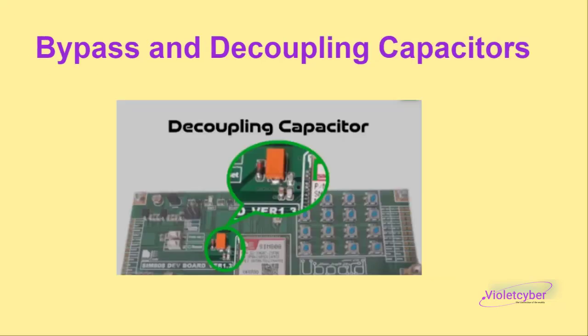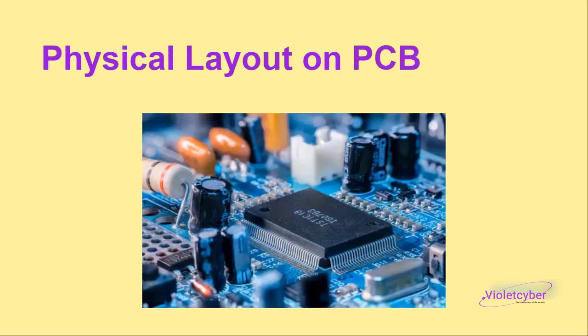Bypass and decoupling capacitors. In digital circuits, bypass or decoupling capacitors are commonly used to eliminate voltage noise and smooth the power supply. These capacitors are usually placed close to sensitive components such as microcontrollers or ICs to filter out voltage noise. Bypass capacitor size: typically, 0.1 microfarad to 1 microfarad ceramic capacitors are used for digital circuits.